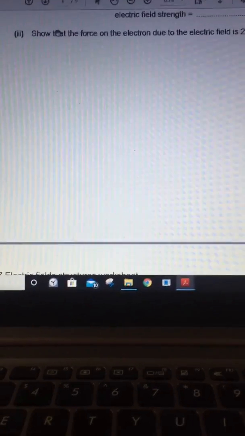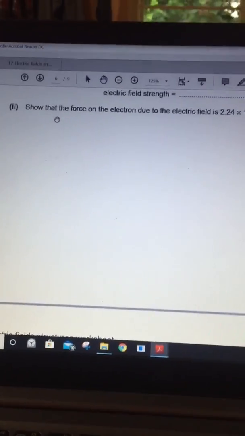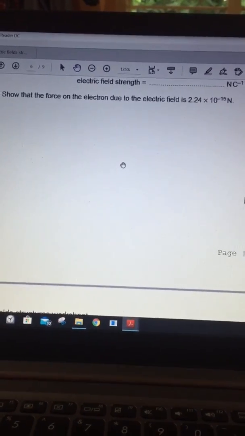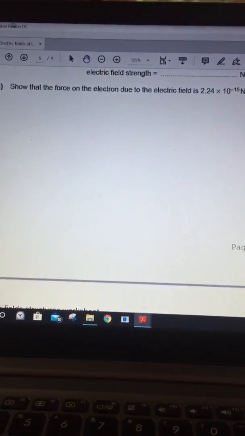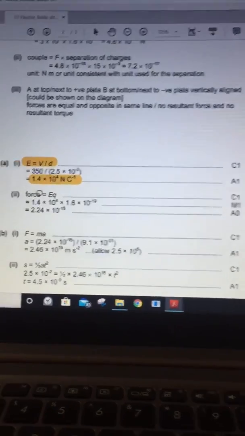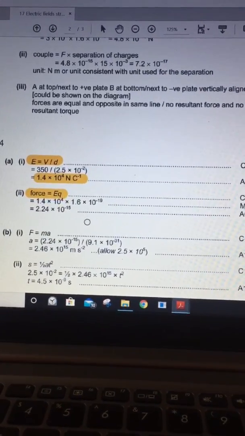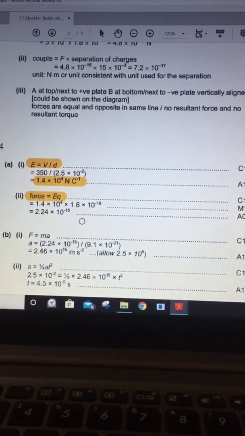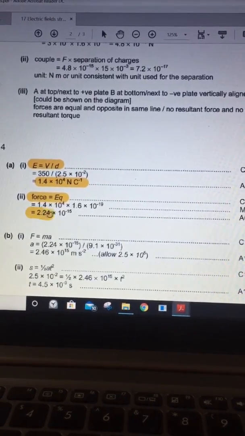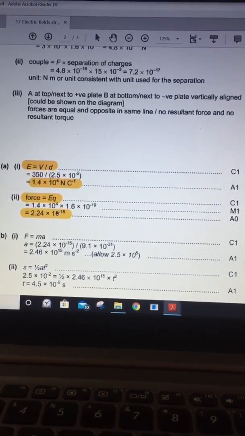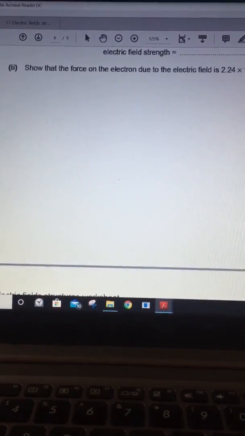Then show that the force on the electron due to the electric field is this much. Again, you can use the second equation. We have the electric field strength is equal to force over charge. So force is equal to EQ, and you have this value 2.24 times 10 to the power minus 15 Newton.